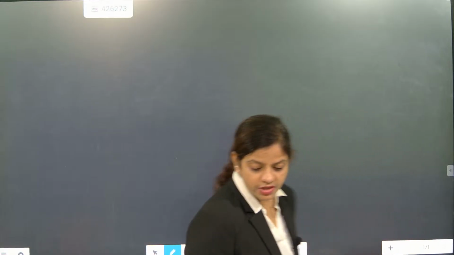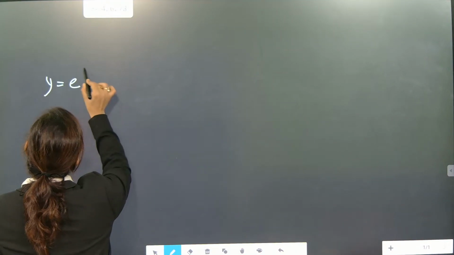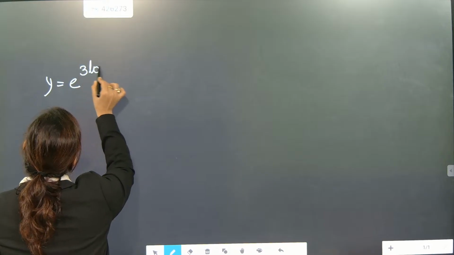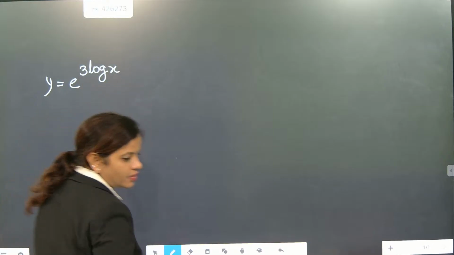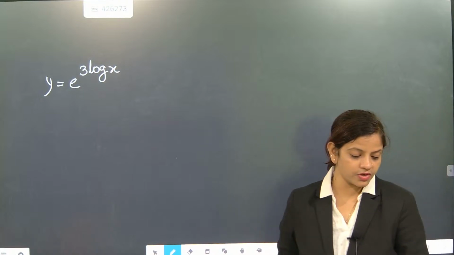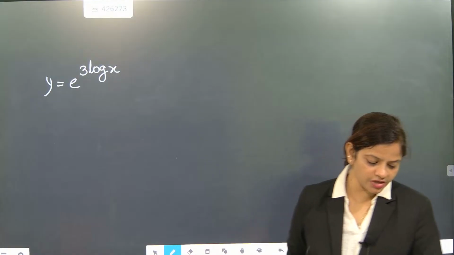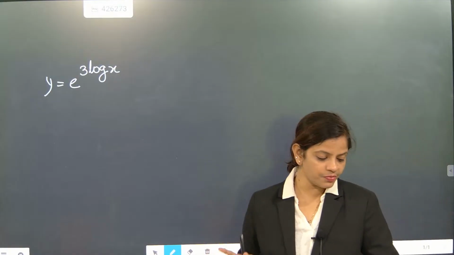So now one question is there from first principle. Try to solve this question. y is equal to e to the power 3 log x. Now, beta, what answer are you going to get? Try and solve this question. What is the question? You have to differentiate the following function with respect to x.